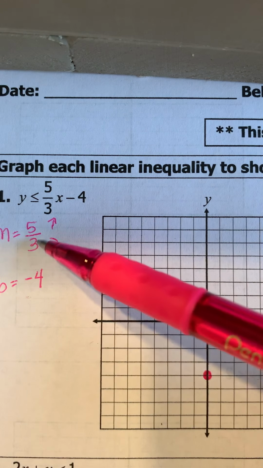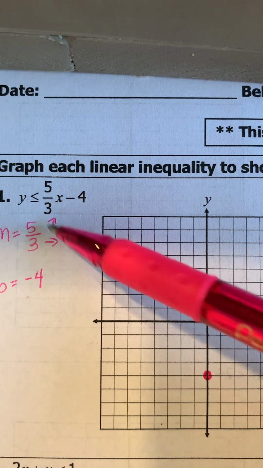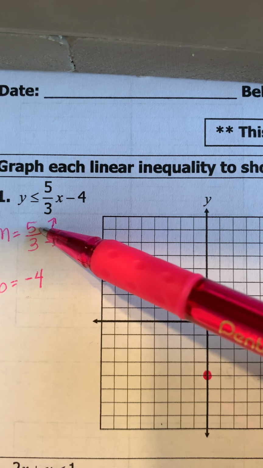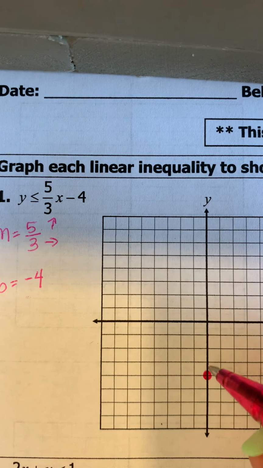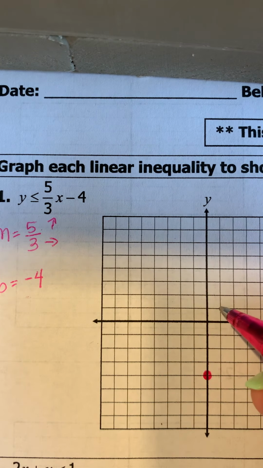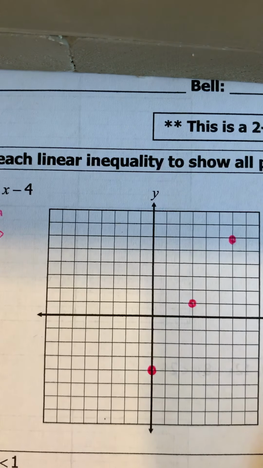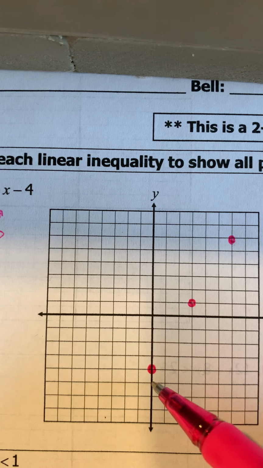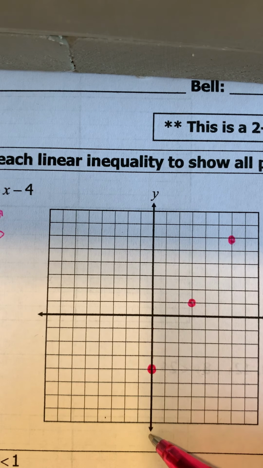Then I'm going to use my slope to move. So from that first dot, I'm going to go up 5 and then right 3. So I'm going to go up 1, 2, 3, 4, 5 and right 1, 2, 3. I'm going to repeat the process. Up 1, 2, 3, 4, 5, right 1, 2, 3. Okay, I don't have enough room on my graph to go any further, so I'm going to see if I can go the other way. Down 1, 2, 3, 4, 5, left 1, 2, 3. Remember, when you're going the opposite way, you do the opposite direction.